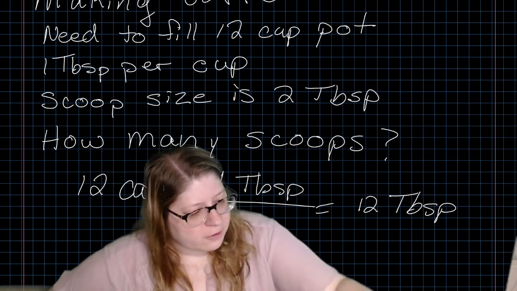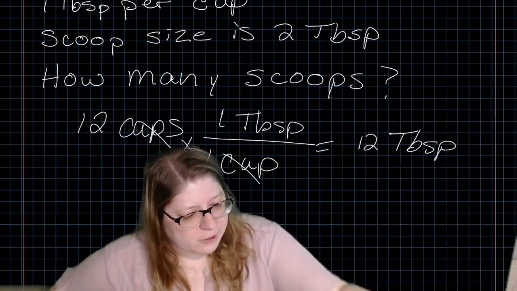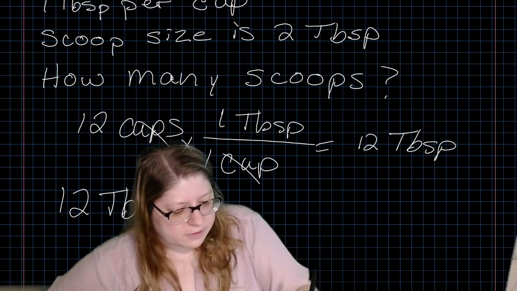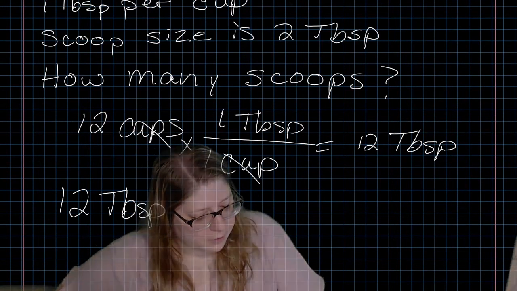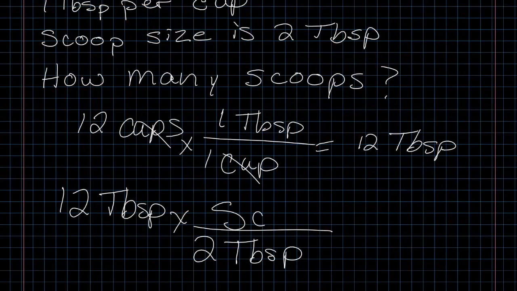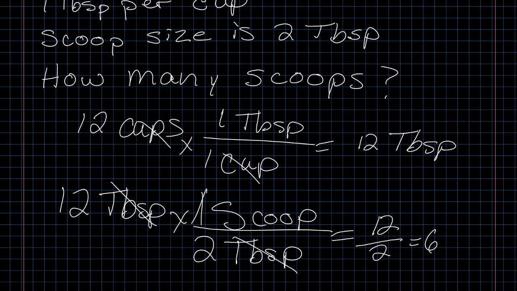So now I need to multiply that by another conversion factor. 12 tablespoons times 1 scoop per 2 tablespoons on the bottom. So tablespoons goes away. The 1 goes away because when you multiply by 1, it's the same thing as the number. 12 over 2, which is 6 scoops.